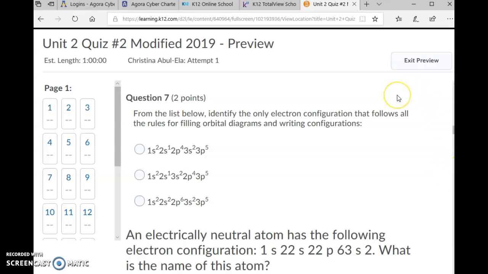Question 7. From the list below, identify the only electron configuration that follows all the rules for filling orbital diagrams and writing configurations. 1s2, 2s1, 2p4, 3s2, 3p5. 1s2, 2s1, 3s2, 2p4, 3p5. 1s2, 2s2, 2p6, 3s2, 3p5.